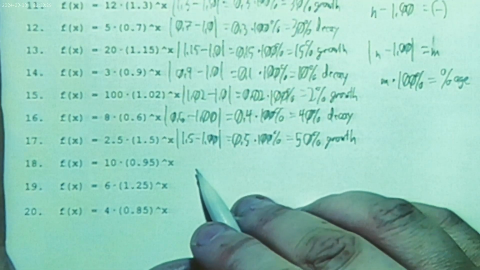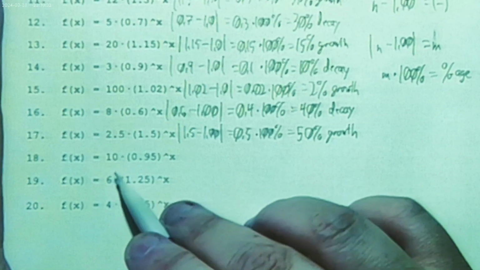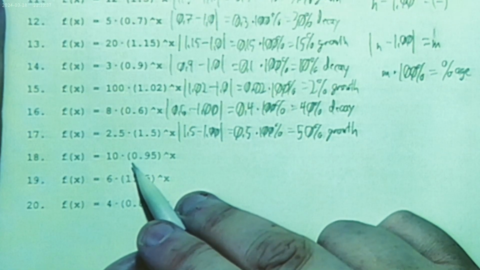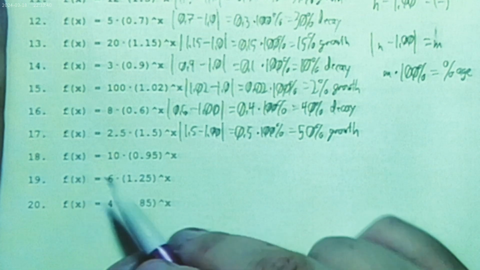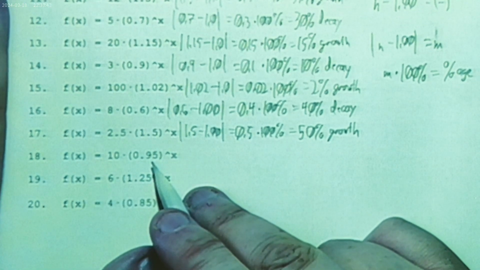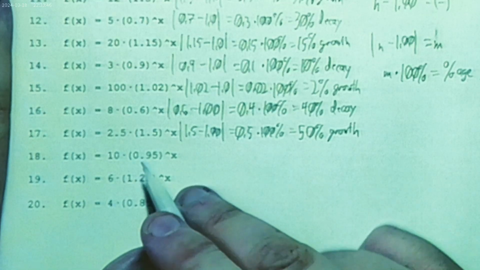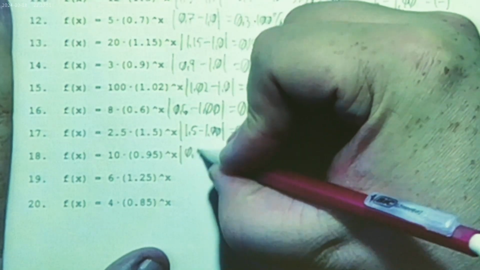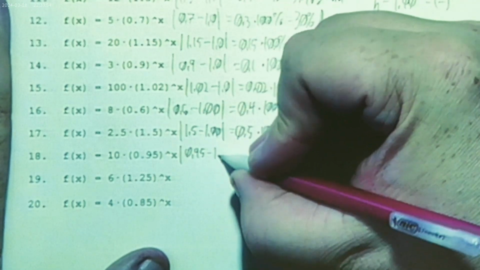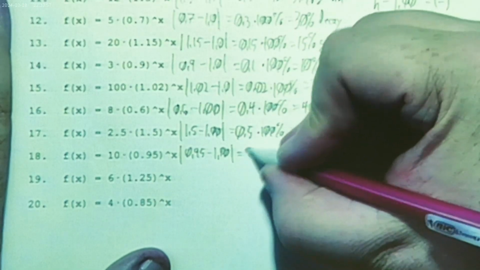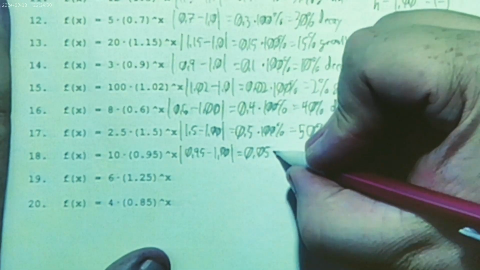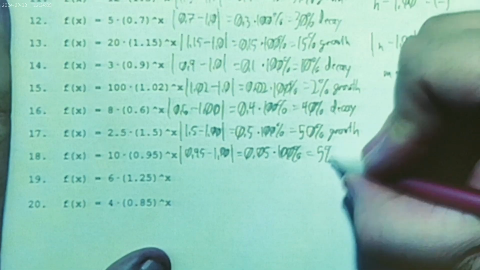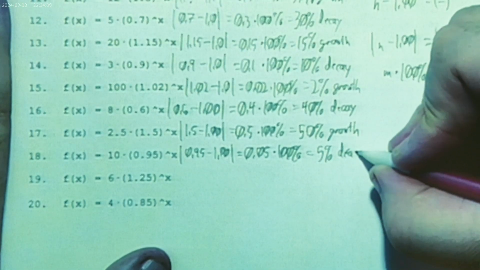All right. Just keeping the good times going. So I've got 10. I was going to read out the function, but the thing is, the function doesn't matter. These initial values don't matter. The function doesn't matter. All that matters is what's inside the parentheses. So inside the parentheses, I've got 0.95. It's less than 1, so I know I'm dealing with the decay. But in the meantime, I've got 0.95 minus 1.00. That gives me 0.05. Multiply that by 100%, and that equals 5% decay. Decay.